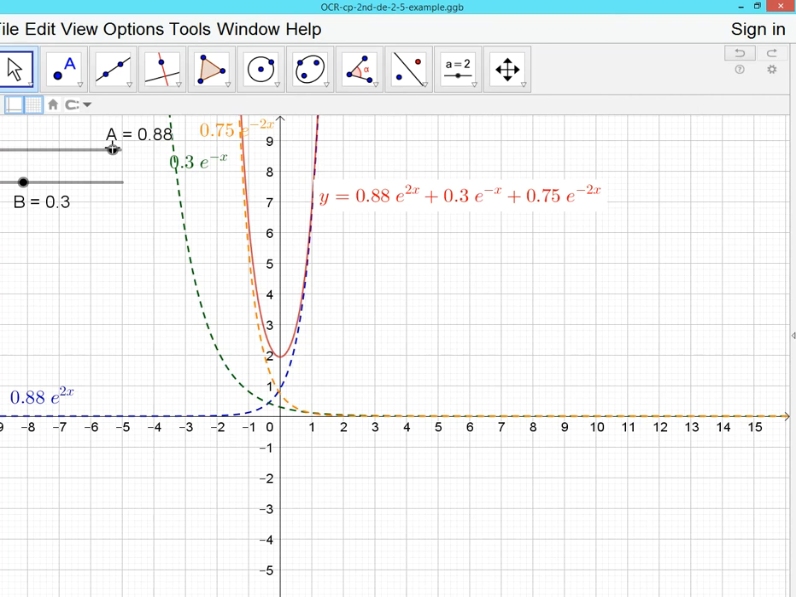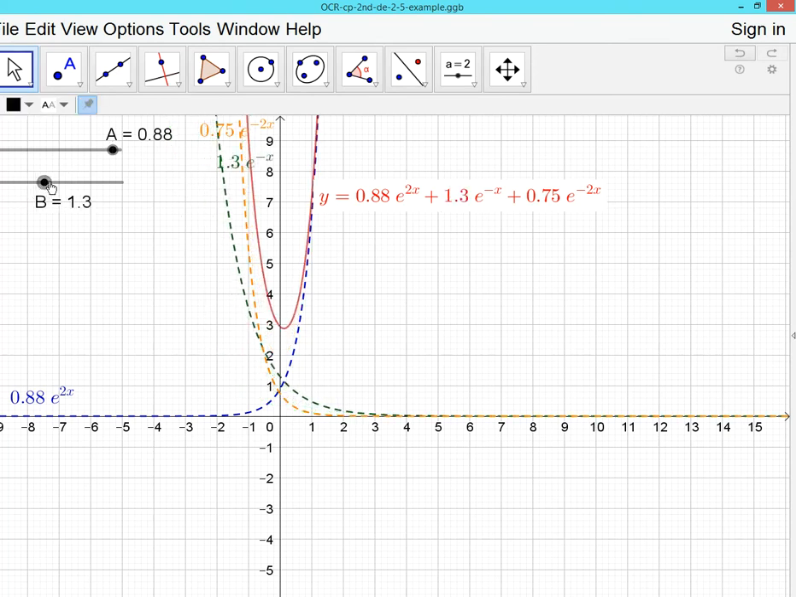If as x increases in a negative sense, then the graph will tend to the 0.75 e to the minus 2x, in other words, the particular integral component. You would imagine it would normally tend to the second component of the complementary function, but in this particular case, the e to the minus 2x dominates the e to the minus x term.